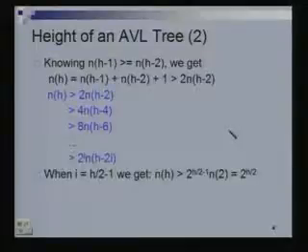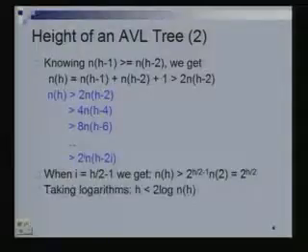Right. So what does this say? We just argued that if your AVL tree has height h, then it has at least 2 to the h by 2 nodes, at least so many nodes. What is the maximum number of nodes it can have? Something like 2 to the h, either 2 to the h or 2 to the h plus 1, one of those. Yeah, because it can be a complete binary tree.